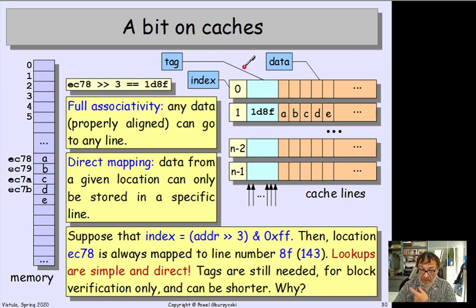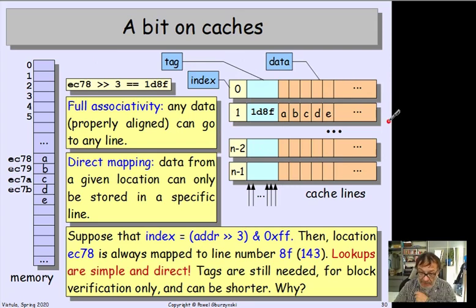Now, how would we implement this kind of storage? We would probably organize those lines into some kind of an array, and here on the left we have indexes in this array. So this is line number 0, line number 1, and so on. Then we would of course provide room for the data. So this is the buffer to accommodate a data block.